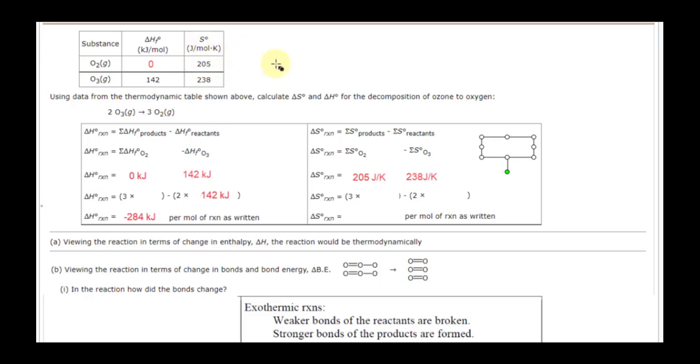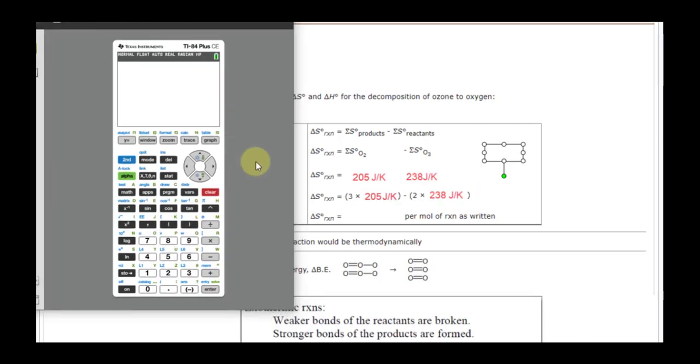It has that extra entropy. Nothing's going to have zero entropy. So we have our 205, and again, we've got a negative sign. We've got some multiplication. Toss in my numbers. It's 3 times our 205 joules minus our 238. But don't forget to multiply it by 2 because we've got 2 moles of that ozone.